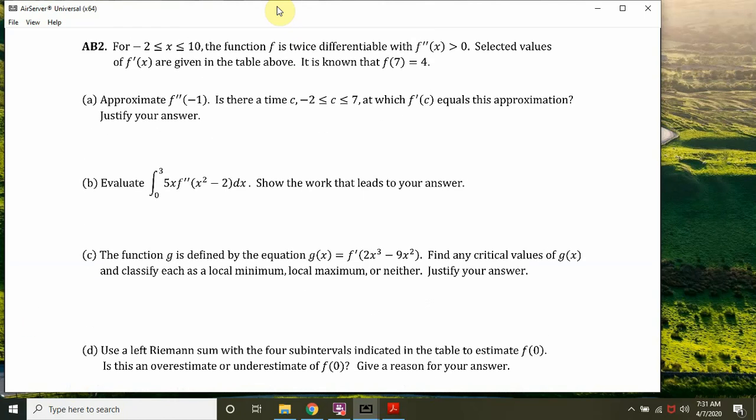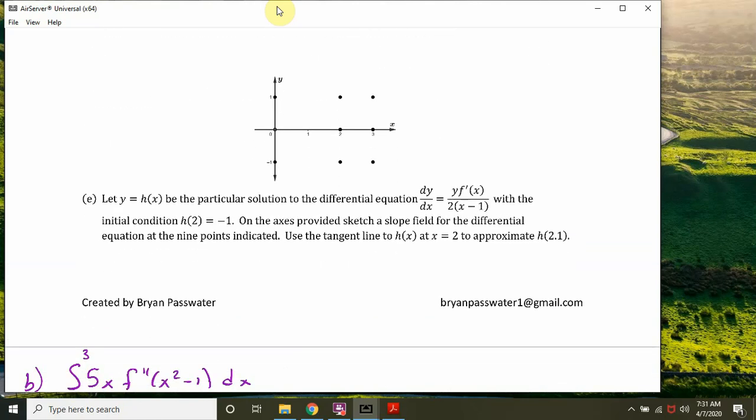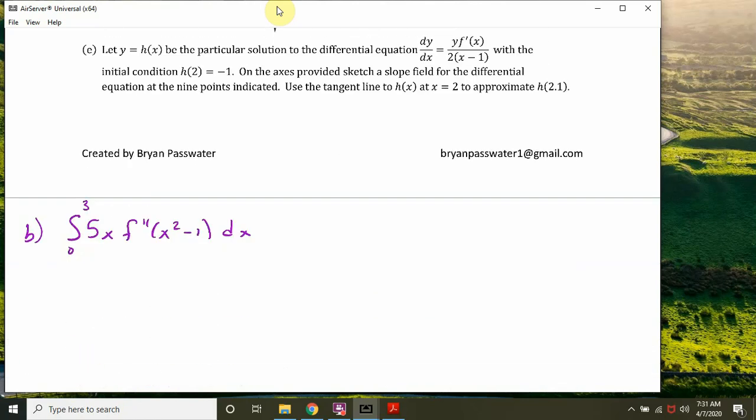Okay, make sure I got that right. So the hint was use substitution. Now, why are we using u-substitution? Well, we're integrating and we do have a product, 5x times f double prime. We do have a quantity inside of the f double prime function. Okay, there's our u.